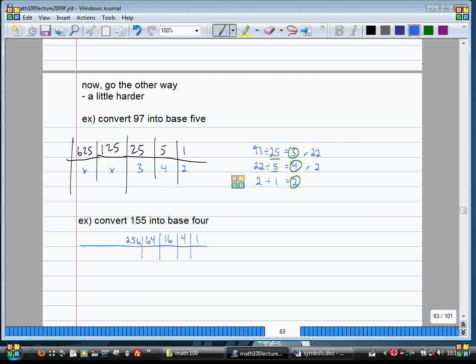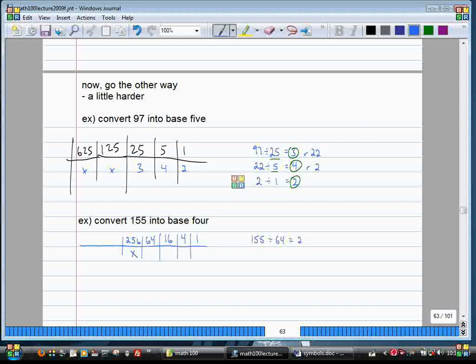How come we know we can stop? Right. We don't have any 256s, so we know we can stop right there. So there's no 256s. Does it have any 64s in it? Yeah, at least one, right? It's bigger than 64. So 155 divided by 64 equals, and you got to figure that out. Okay. So it's going to be 2.